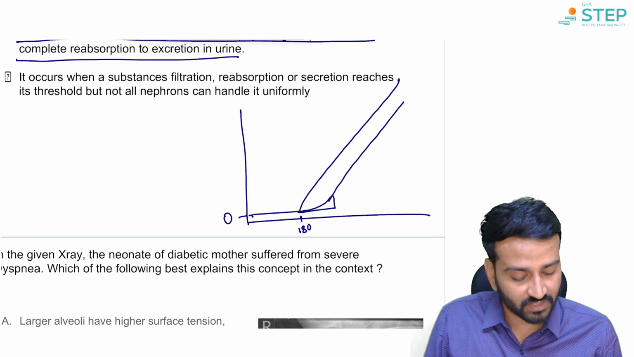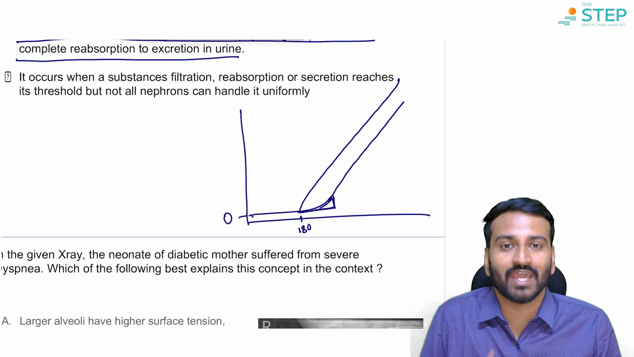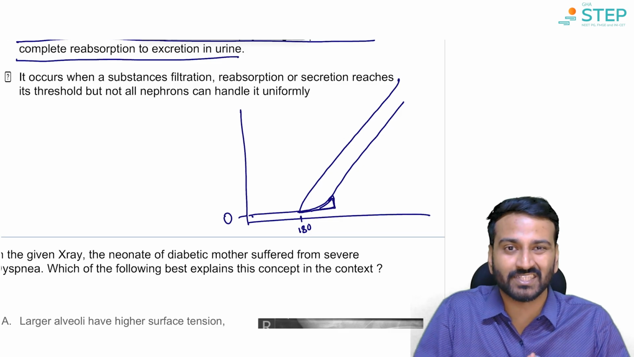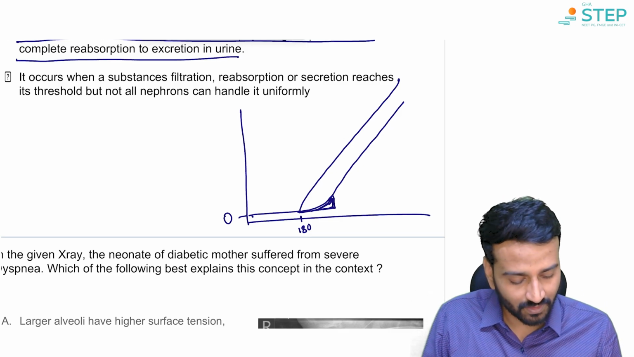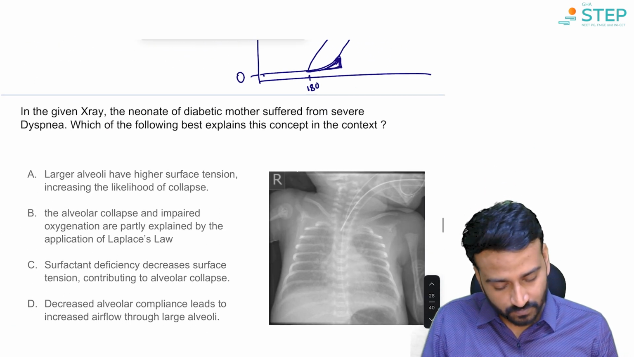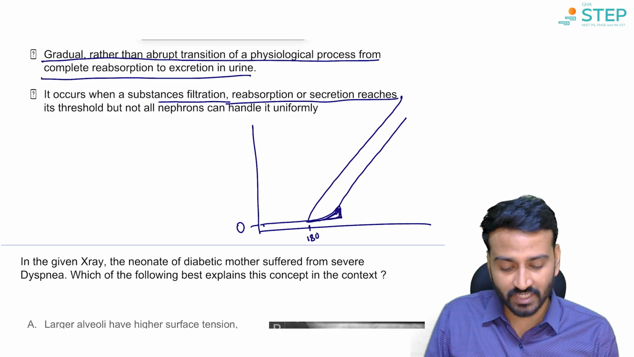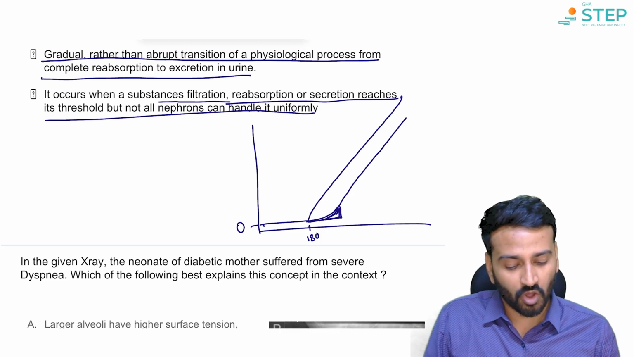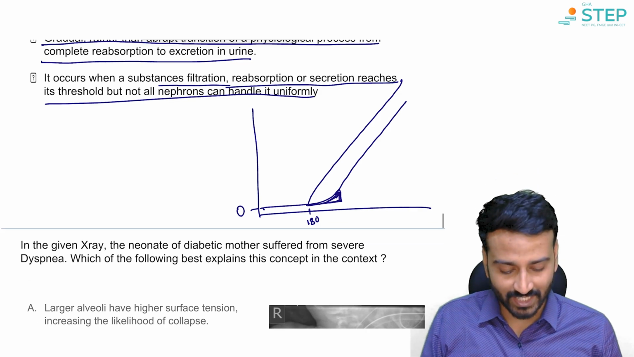So this difference, this tapering, narrowing down is called splay. The Oxford Dictionary meaning of splay is narrowing down. It occurs when a substance's filtration, reabsorption, or secretion reaches its threshold, but not all nephrons can handle it uniformly. That is heterogeneity.